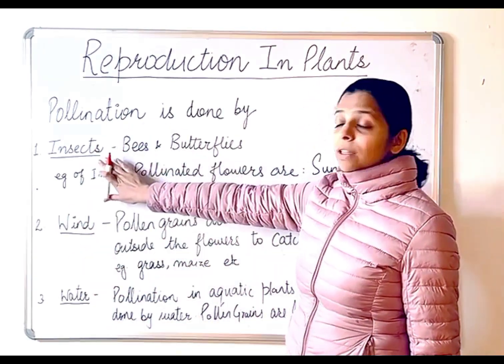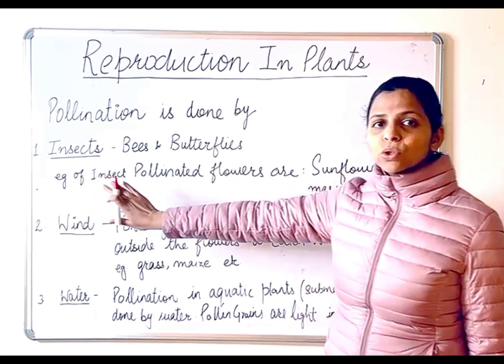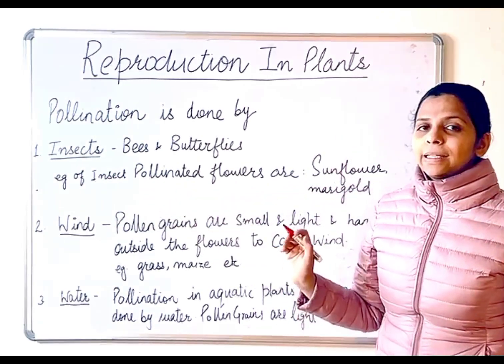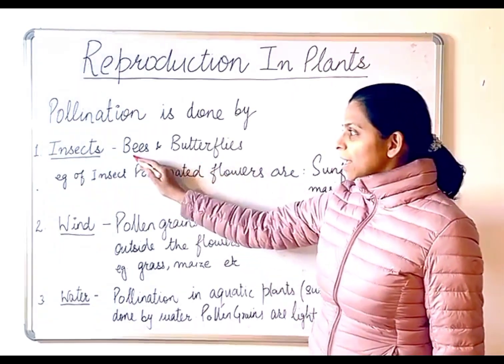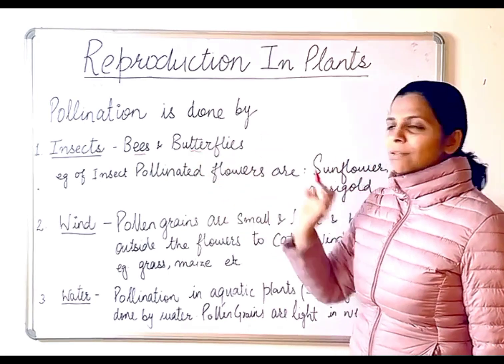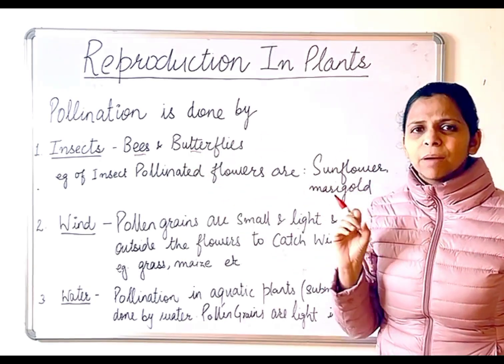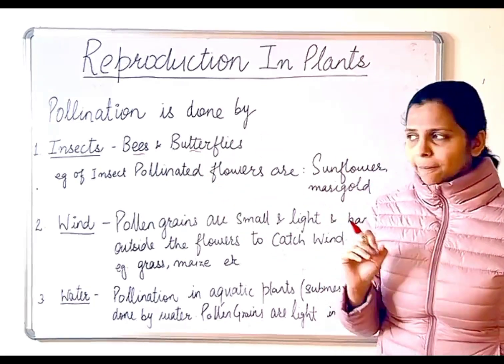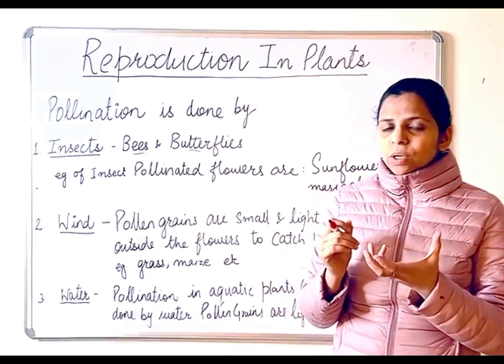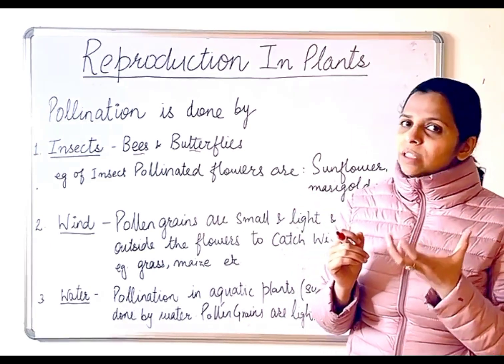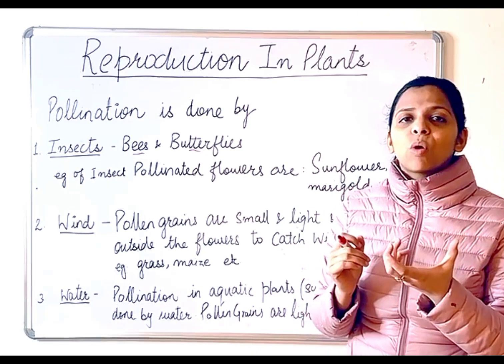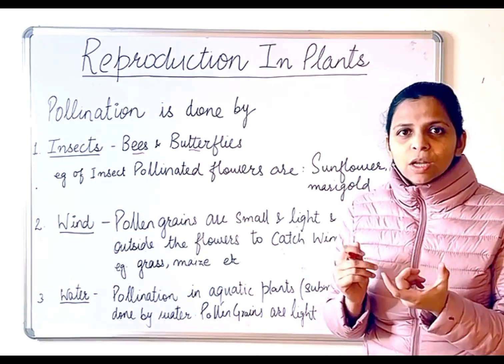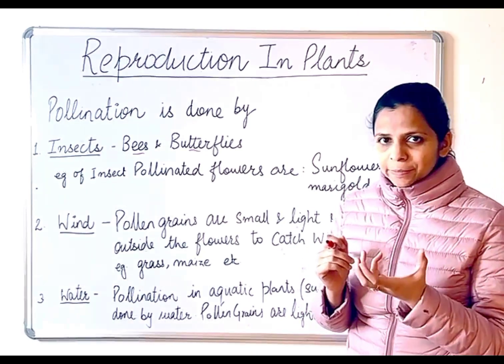First of all, we'll deal with insects. Most commonly, pollination by insects is done by bees and butterflies. अभी bees and butterflies कैसे pollination करते हैं? होता क्या है, ये जो insects हैं, they want nectar. You all know nectar is what? It is a sugary liquid which is present in most of the flowers.